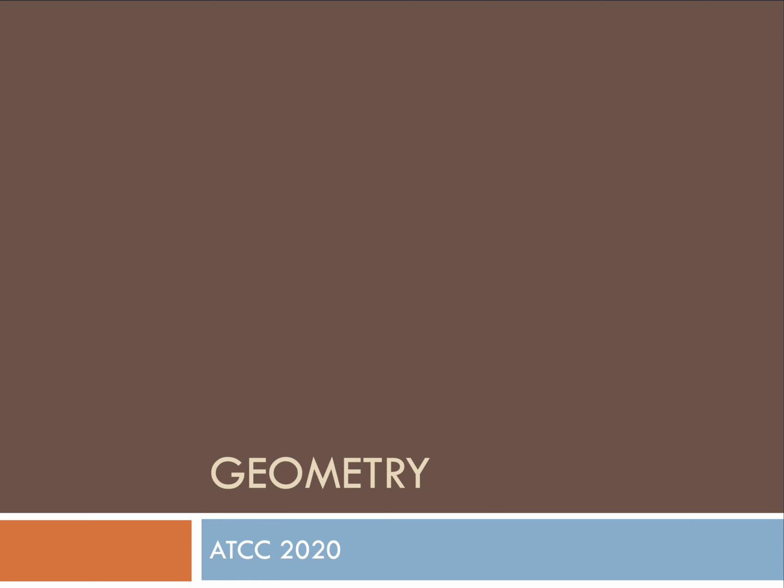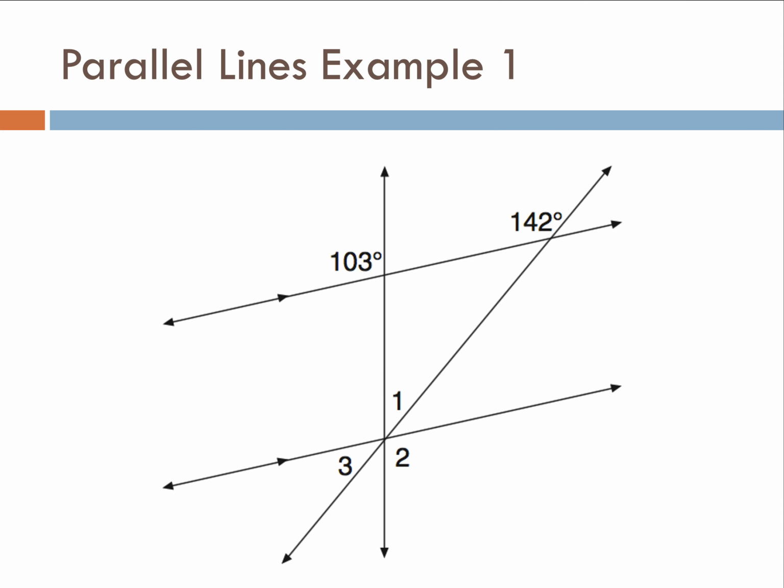Hi there, today I'm going to go through some questions in geometry chapter 5. So for our first example, we're supposed to calculate angles 1, 2, and 3, knowing that we have a set of parallel lines. We know that the lines are parallel because of the arrow here and here.